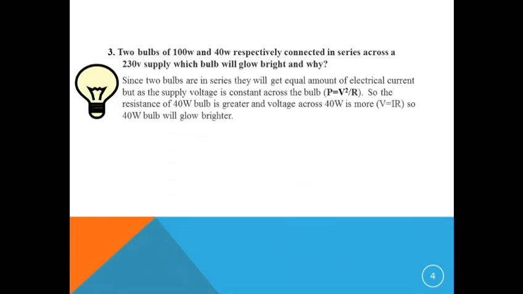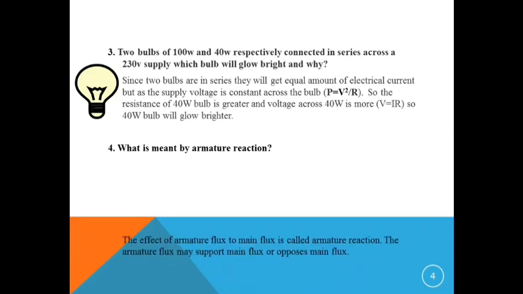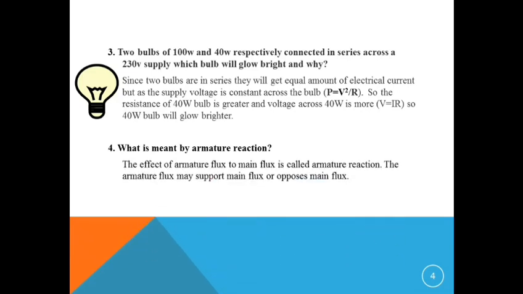Two bulbs of 100 watt and 40 watt respectively are connected in series across a 230 volt supply. Which bulb will glow bright and why? Since the two bulbs are in series, they will get an equal amount of electrical current, but we know that the supply voltage across these two series bulbs is the same, that is 230 volt.